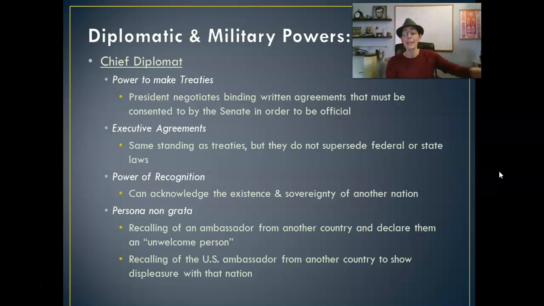Persona non grata. Expelling an ambassador from another country and declaring them an unwelcome person, right? And recalling a U.S. ambassador from another country to show displeasure. So when this happens, this is a prelude to war. This is one of the first steps that a leader is going to take when they're intending to engage in military conflict. When you pull your ambassadors from that country and you expel their ambassadors and send them home, that's an indication that you don't want diplomacy anymore. You're ready to escalate the conflict. So this is rarely done. It has been done, but it is rare. And usually when you see that happen, you can just assume that hostilities are about to open up.